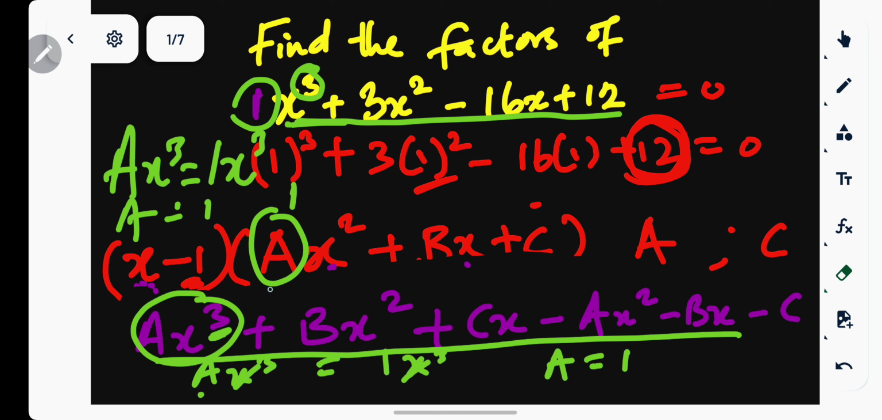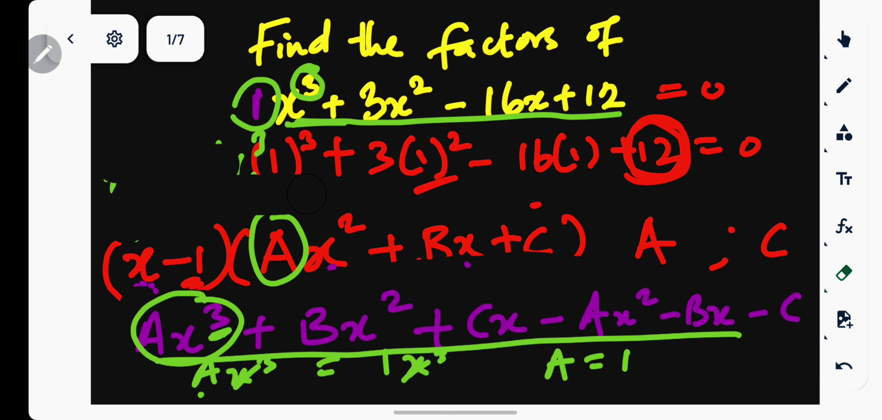Now let us compare our b. Okay, let me clean the side. We are done with this, so we don't need that again.